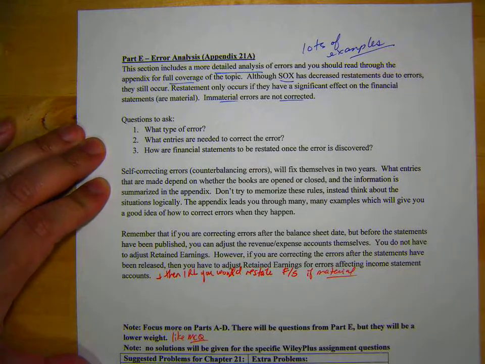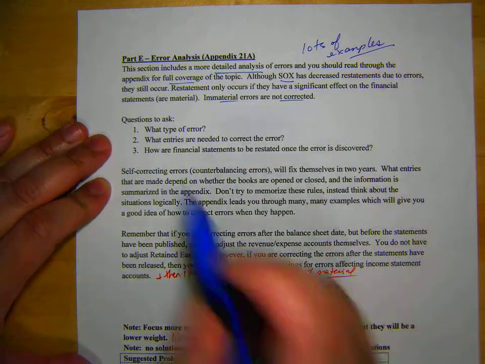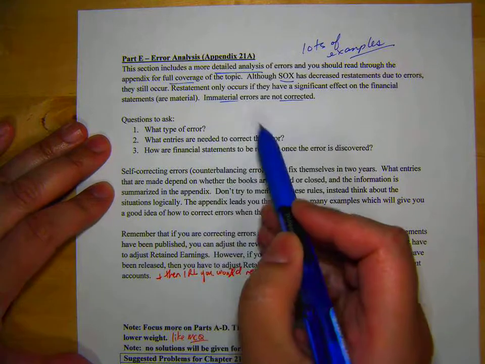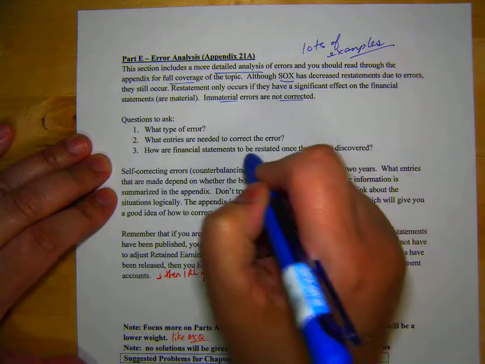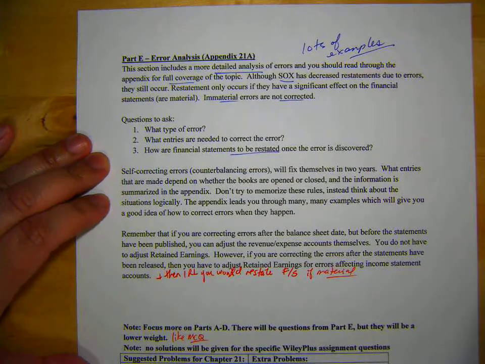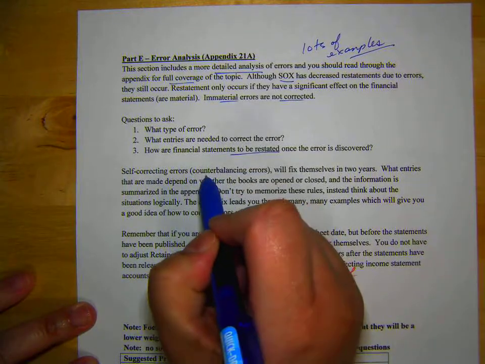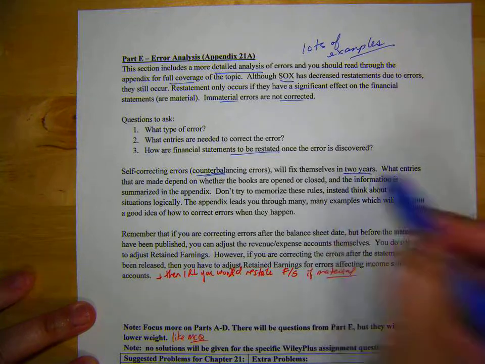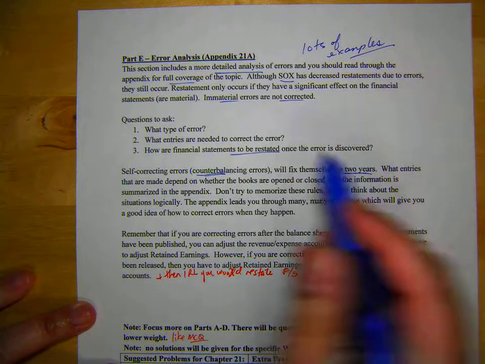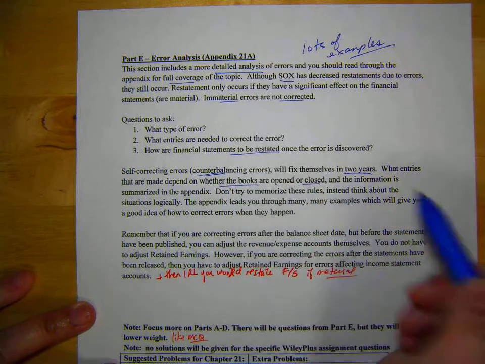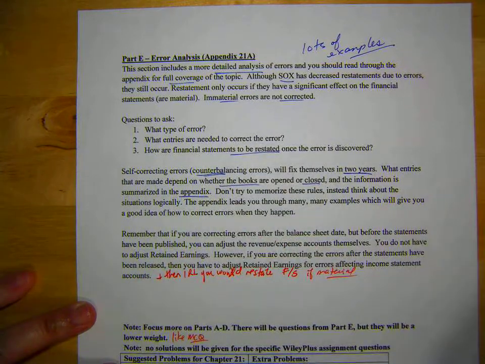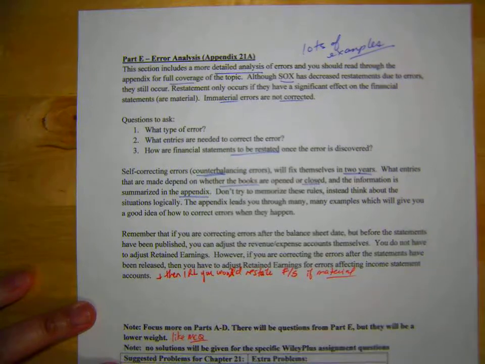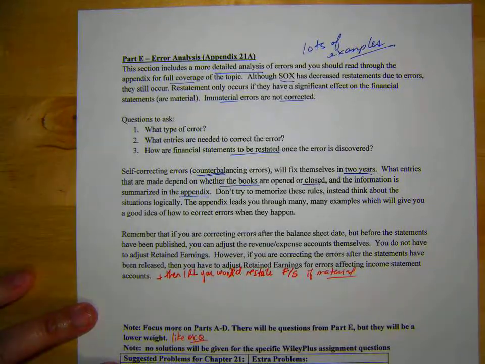So when you're looking at this, ask yourself what kind of error, what entries do I need to fix the error, and then how are financial statements to be restated. Self-correcting errors or counterbalancing, like if you get ending inventory wrong 1 year, it'll fix itself by the next year. They fix themselves in 2 years. Then the entries you make depend on whether the books are open or closed, and the information is all summarized in the appendix. Don't try to memorize these rules, especially you guys, since you're doing an open book exam. Just do some examples and try and work through them.